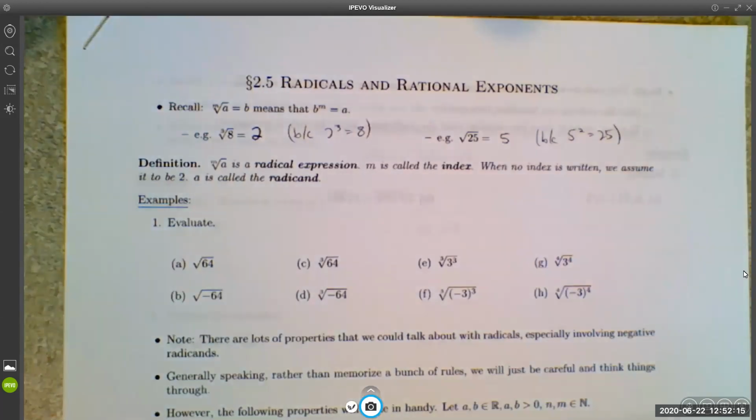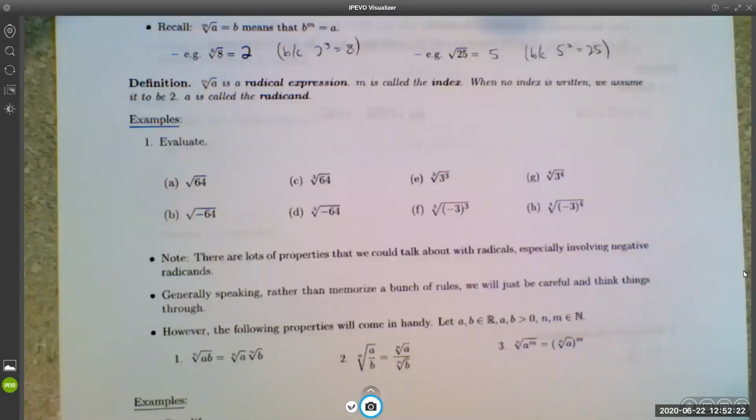Give the video a pause and see if you can work out these 8 problems to see if you've got the handle on radicals. Okay, here are my solutions. Square root of 64 is 8.